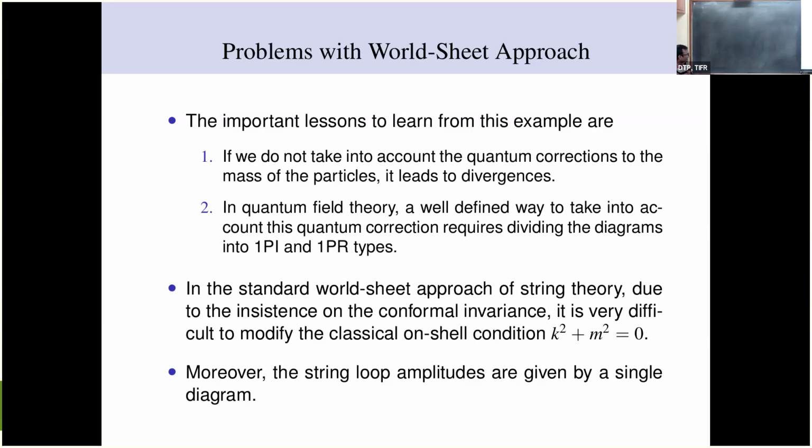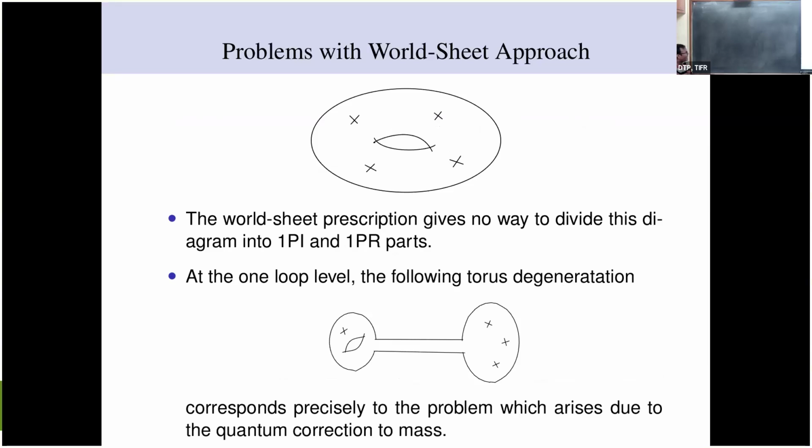And in the standard worldsheet approach of string theory, due to the insistence on conformal invariance, it is very difficult to modify this classical on-shell condition. And moreover, these string loop amplitudes are given by a single diagram. You have a single diagram, and there is no way to divide this diagram into 1PI and 1PR parts. At the one loop level, this torus degeneration, where you have one puncture separated from the other three punctures, corresponds precisely to this sort of problem. So how is the problem of on-shell divergence manifested in the moduli space integrals?